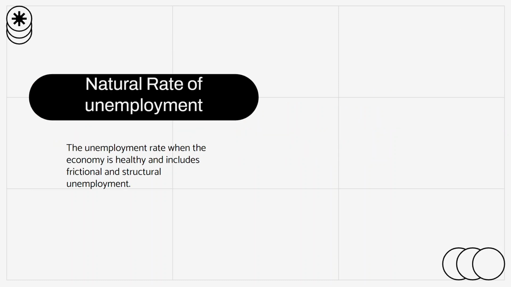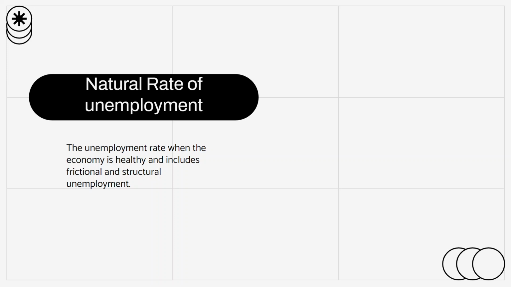So now, the natural rate of unemployment. This ties to the last point about unemployment. So what is the natural rate of unemployment? Well, it is the rate at which the economy is healthy, and it only talks about frictional and structural unemployment.